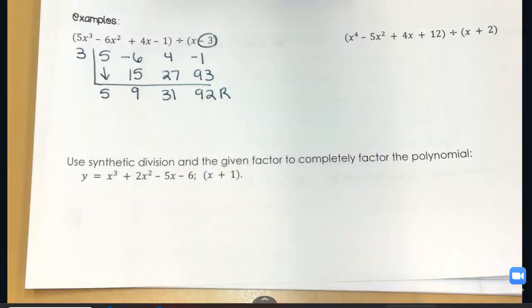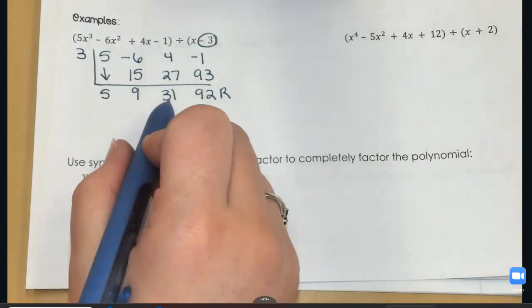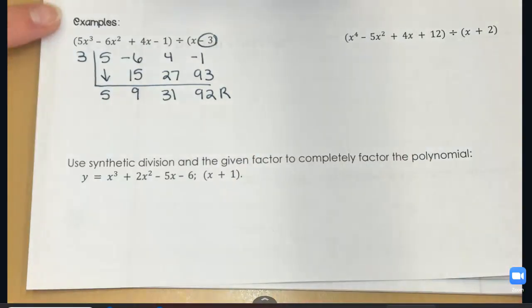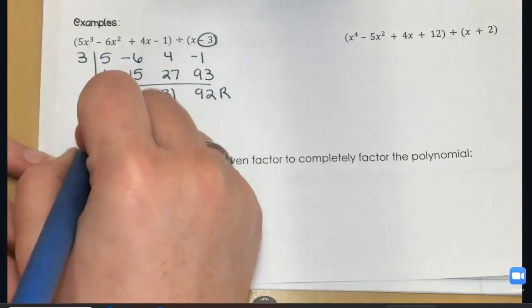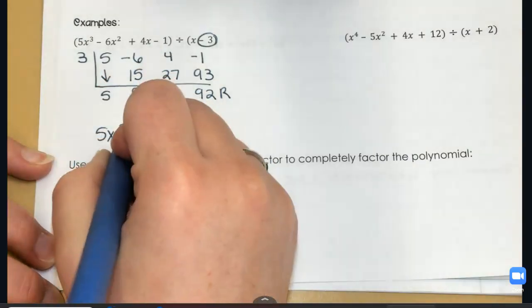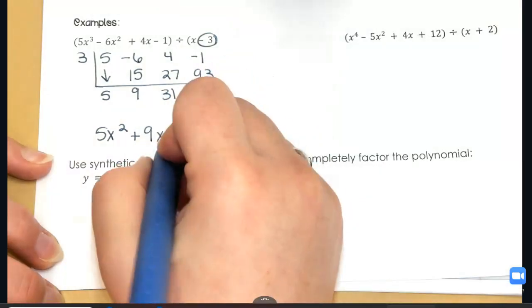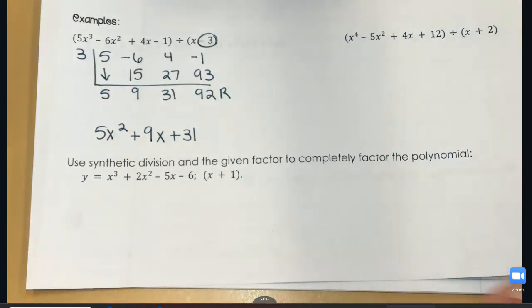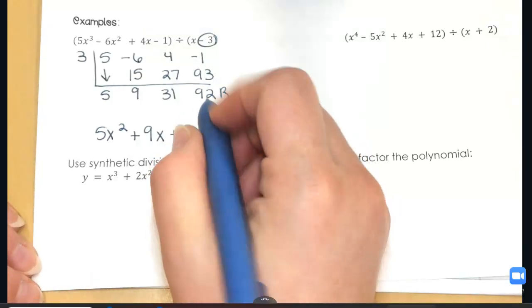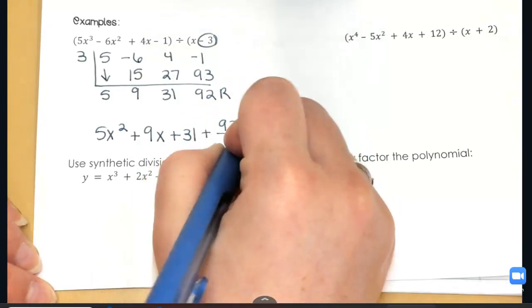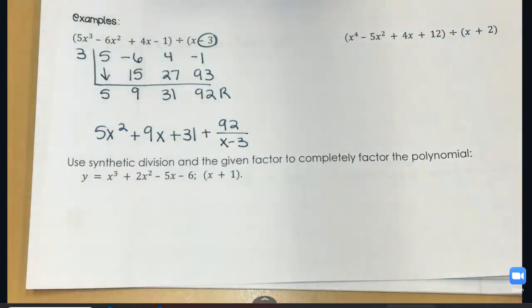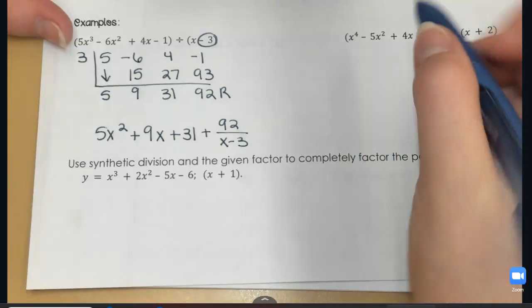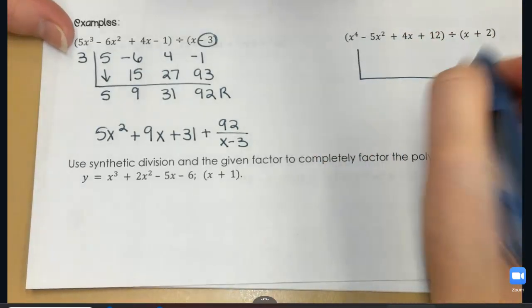So again, that last number is your remainder, and these first 3 are the coefficients for my quotient. So my dividend had a power of 3, so I'm going to start with 5x squared, and then 9x to the 1, and then 31x to the 0, which means there's no x. And then my remainder, we still write the same way, 92 over my divisor, x minus 3. And there is my answer. So much faster, much simpler. We just can't use it every time. So let's go on to another example.